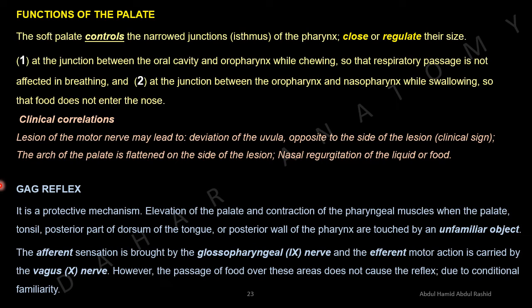Gag reflex. It is a protective mechanism: elevation of the palate and contraction of the pharyngeal muscles when the palate, tonsil, posterior part of the dorsum of the tongue, or posterior wall of the pharynx are touched by an unfamiliar object. The afferent sensation is brought by the glossopharyngeal nerve, and the efferent motor action is carried by the vagus nerve. However, the passage of food over these areas does not cause the reflex due to conditional familiarity.